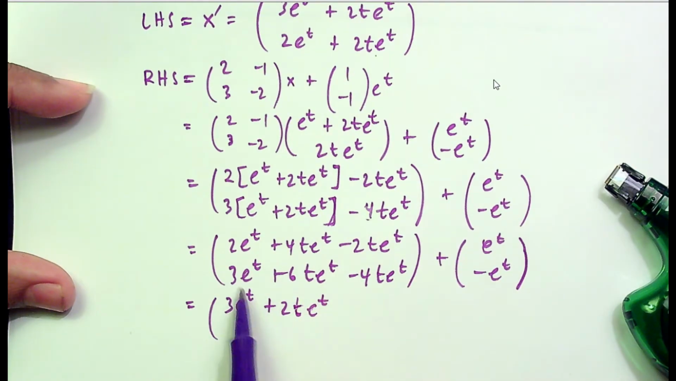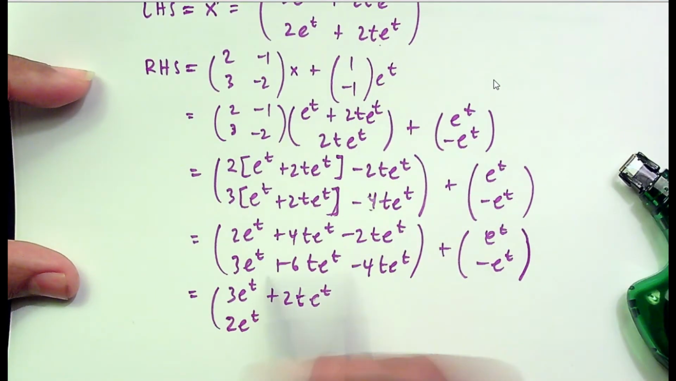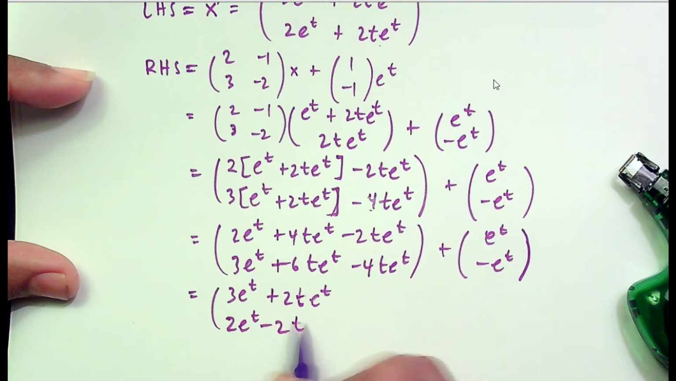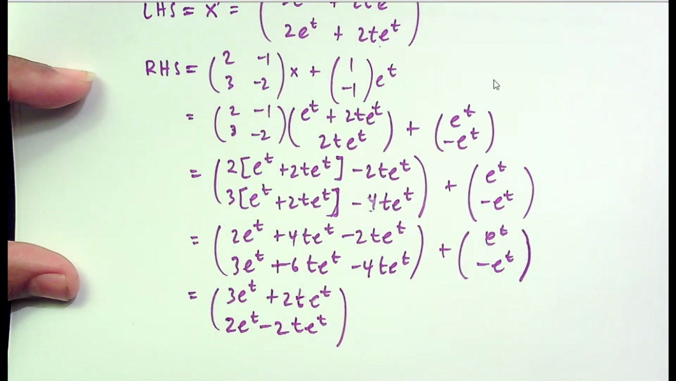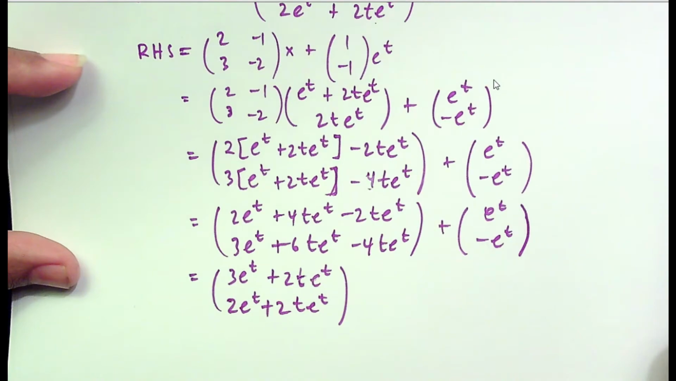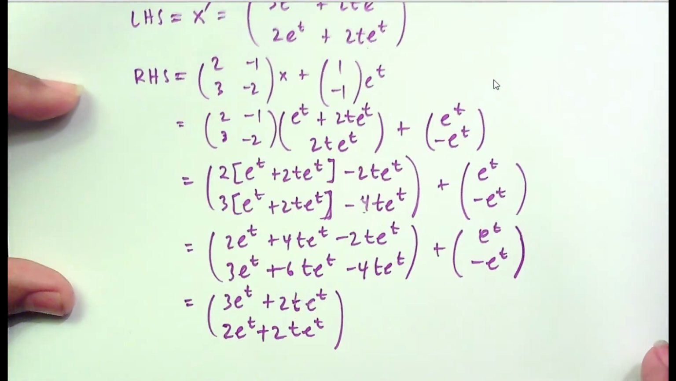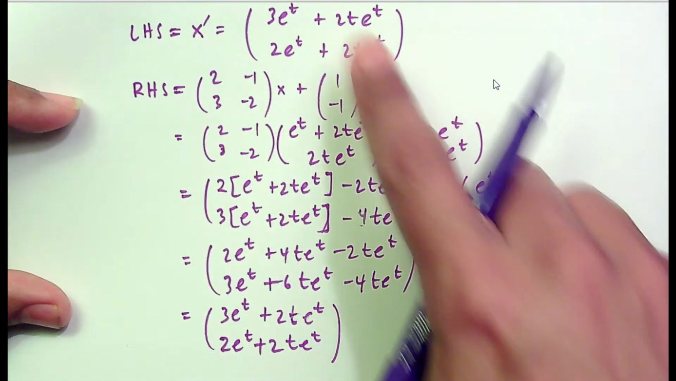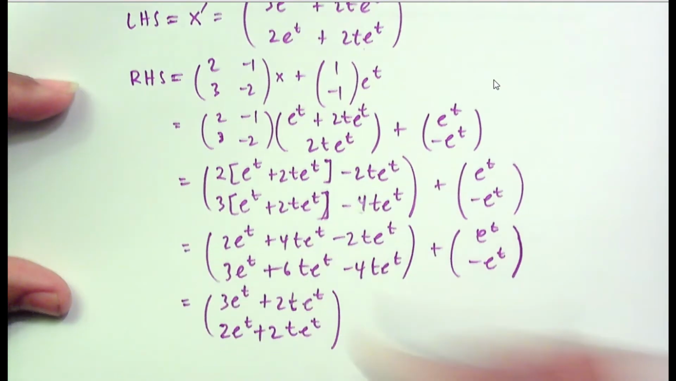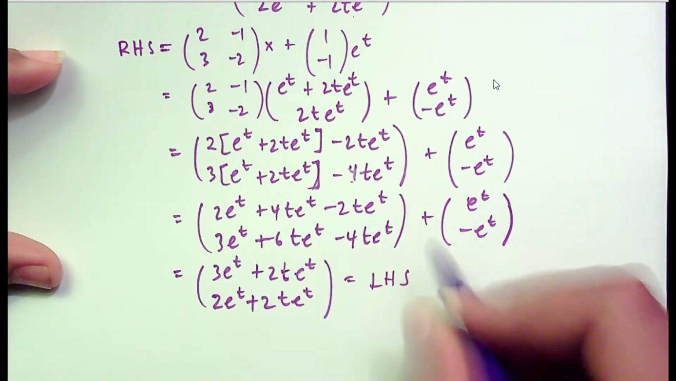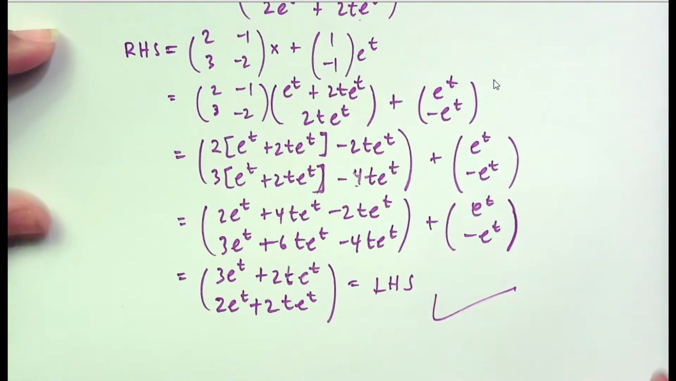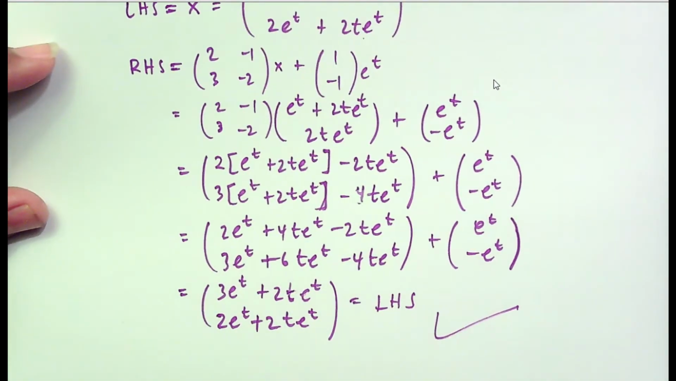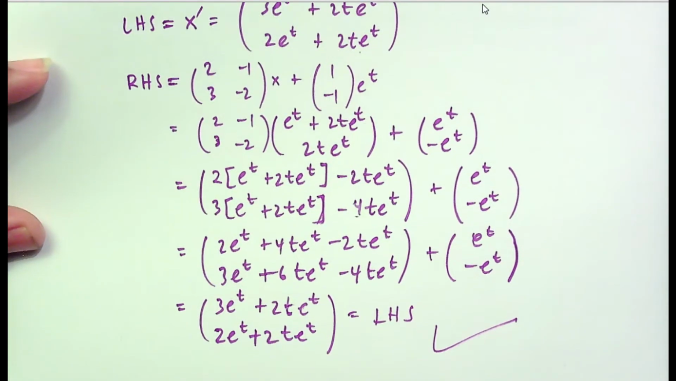And then here, this 3 e to the t negative e to the t will be 2 e to the t. And then combining these two like terms right here, you get positive, because 6 is bigger than -4. So 6 and -4 gives you positive 2t e to the t. And then you compare, and that is exactly the left-hand side. That means this actually satisfies the differential equation. It is a solution of the differential equation.